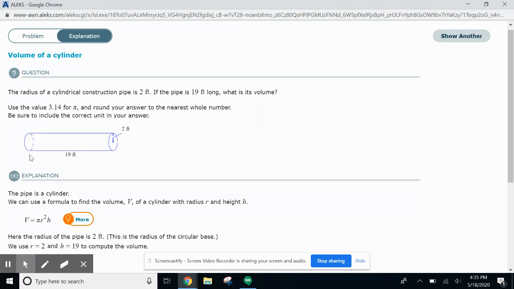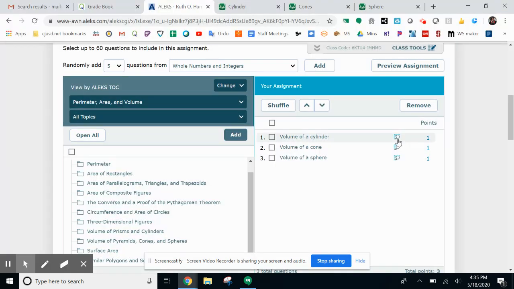So the height is going to be this side here, this 19 feet. If it's on its side or if it's straight up and down, it's still going to be the height. So that's going to go in for h. The 2 feet over here, this is the radius. Radius is from the center of the circle to the edge of the circle. So if you have a radius that's 2 feet, this distance here, 2 feet long, that'll go in for the letter r.